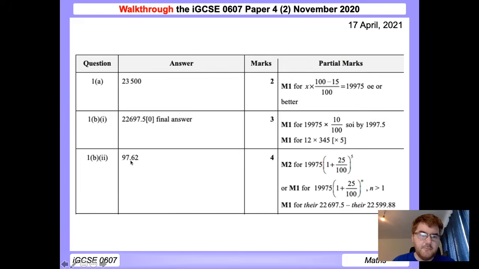So just to show you the mark scheme here, you can see 97.62 is the precise answer for your 4 marks. And you can see the method here. I went straight into 1.025 rather than writing as a fraction, which is absolutely fine. So you can check your answers here.